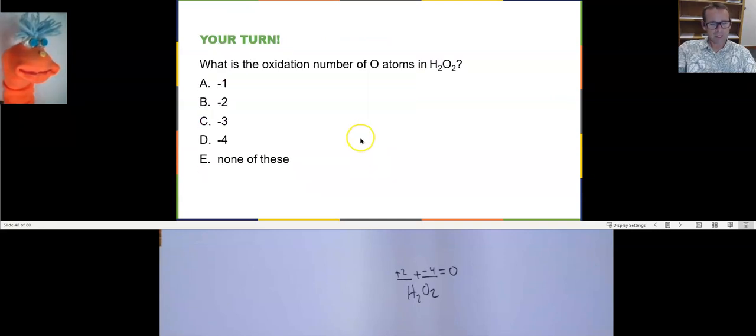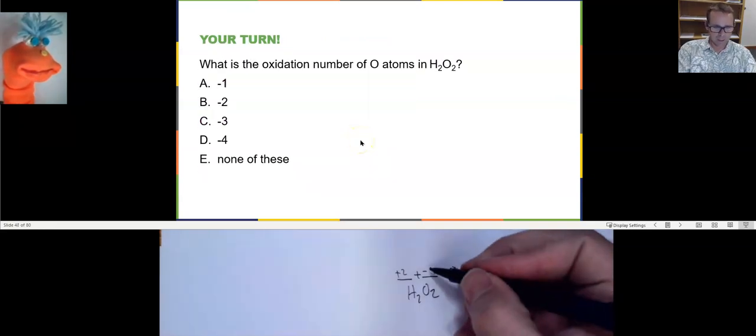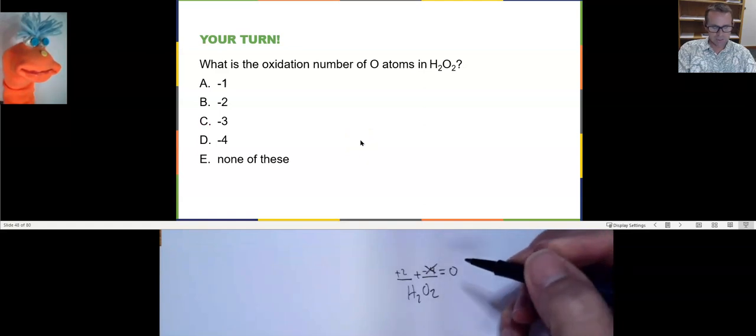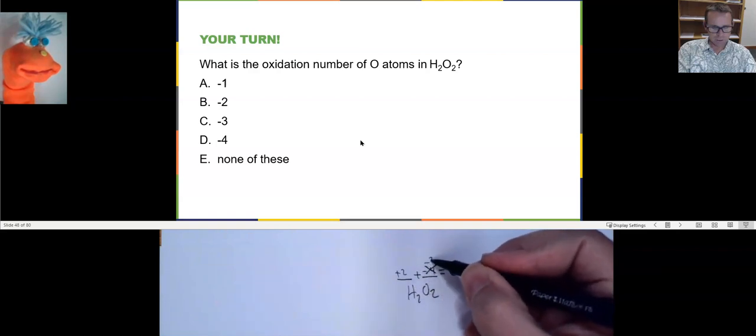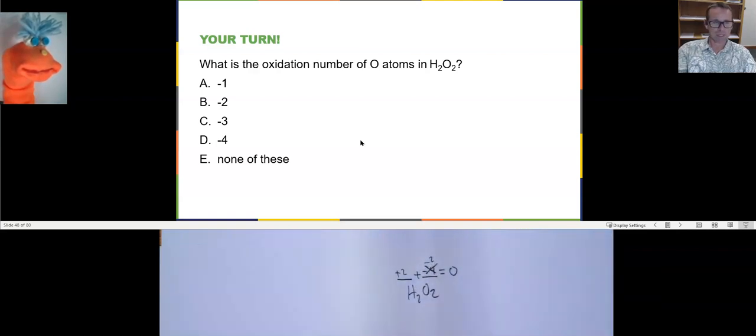So that means that the oxygen needs to be flexible, right? And so this is going to be a plus 2. This needs to be a minus 2 here. That means each oxygen is going to be a minus 1. Okay, good.